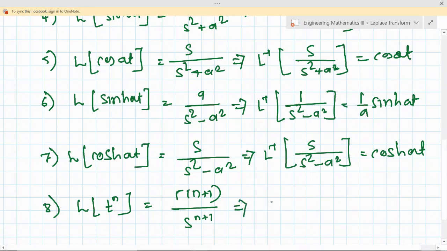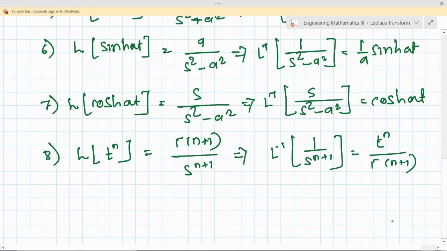And from this, what is the inverse Laplace of 1 upon s raised to n plus 1? Why am I not taking that gamma n plus 1 inside the inverse Laplace? Because it is again a constant term, just as we took a outside in the sine and hyperbolic at. So here we take that gamma outside, and this is simply t raised to n divided by gamma n plus 1.